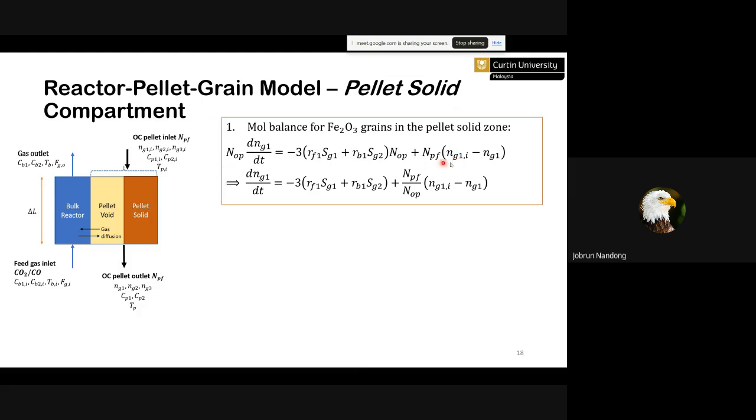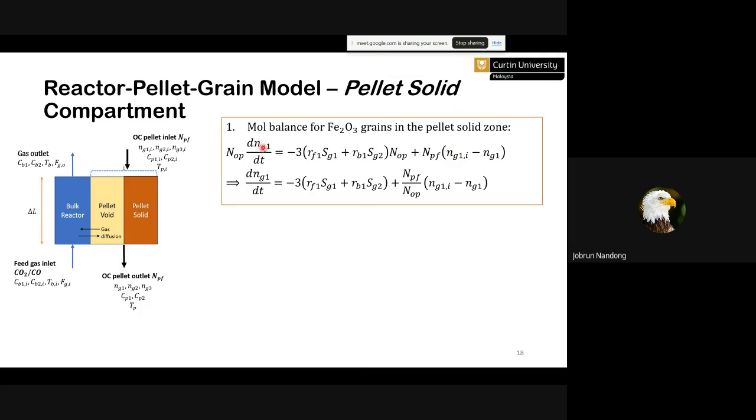Each pellet has, again, grain NG1, that is for the hematite one. The I indicates the inlet here, and NG1 is the outlet mole of grain number one. Since we use a lump parameter model, we assume CSTR, complete mixing inside here. So the concentration of the mole inside here should be the same as the concentration of mole leaving that particular system. This NOP here is the number of pellets, because the mole here is for one pellet only.